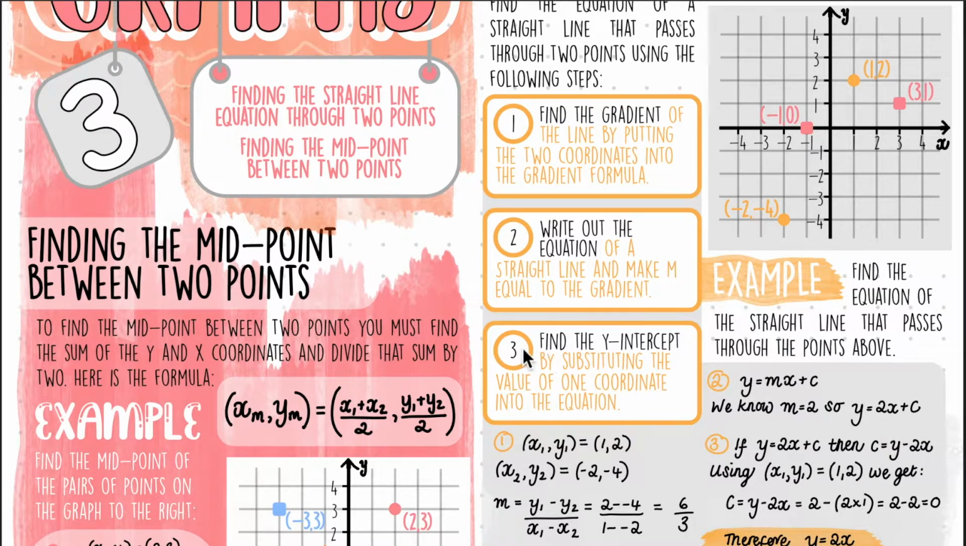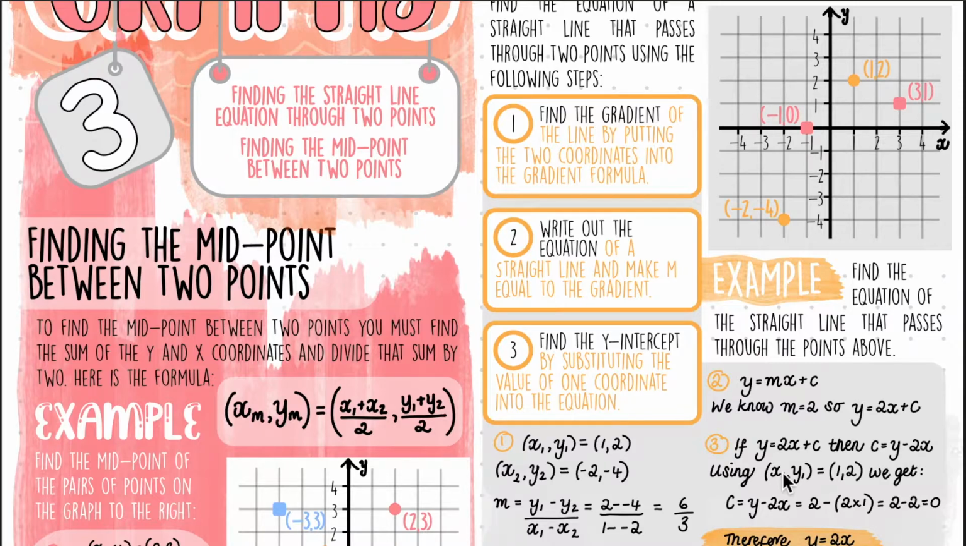And we do that in step 3. So step 3 says find the y-intercept by substituting the value of one coordinate into the equation. An easy way to do this is first by arranging your equation to make c the subject. So to make c the subject here, we bring this 2x to this side of the equals sign. So we get c is equal to y minus 2x.